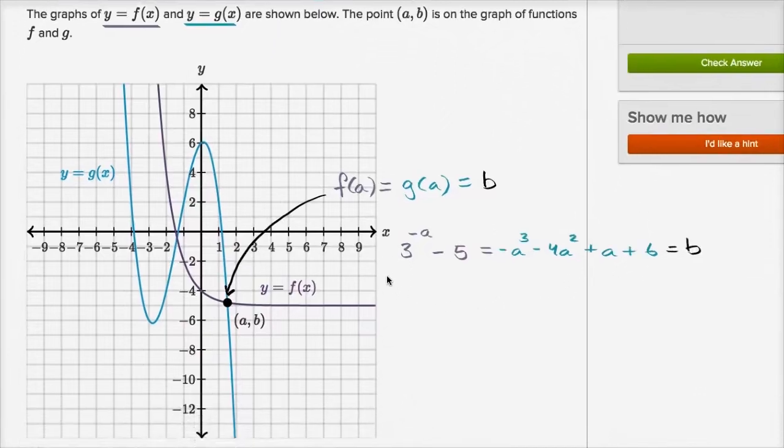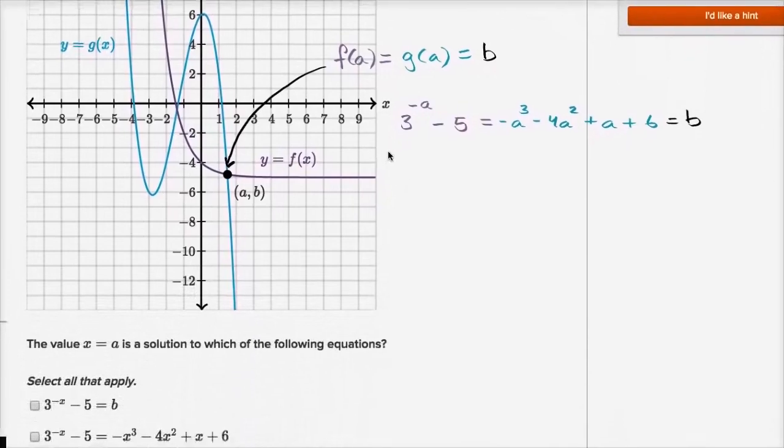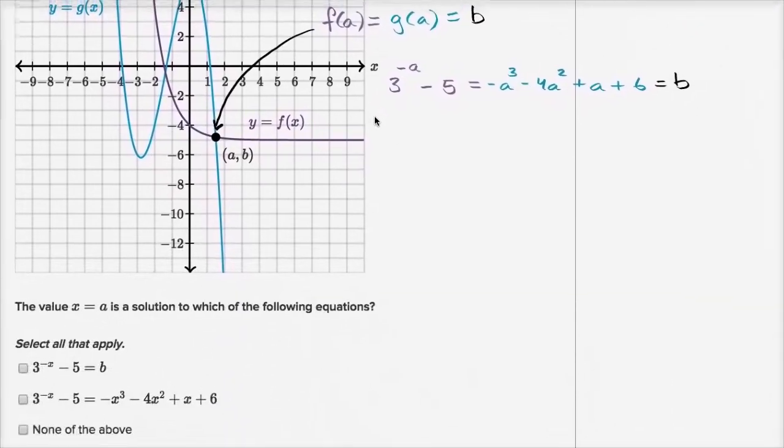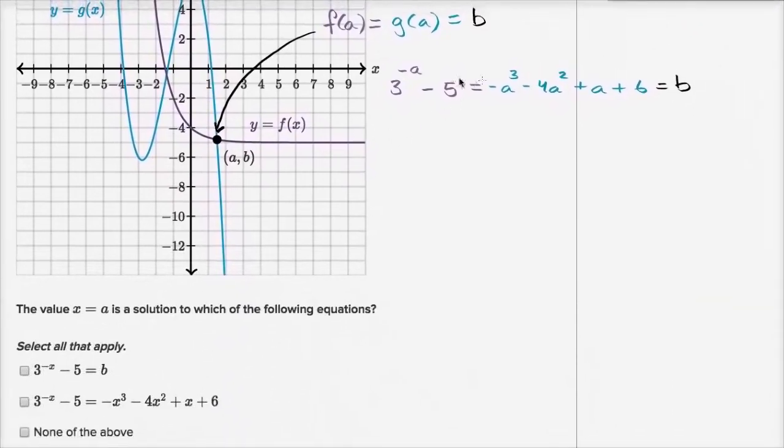All right, I think we've analyzed that a good bit. So now let's actually answer their questions. And normally I'd suggest that you look at the questions before you actually try to solve it, but I just wanted to do this to really squeeze out as much as we could out of the information they gave us. So they tell us the value x equals a is a solution to which of the following equations? Select all that apply. So this first one is 3 to the negative x minus 5 is equal to b.